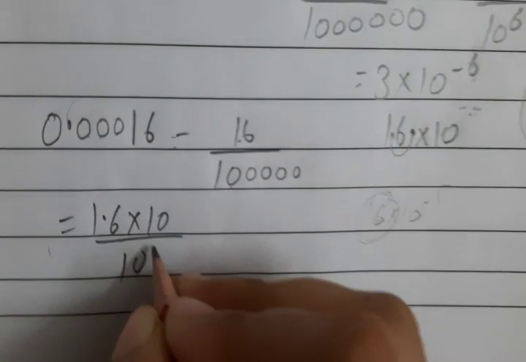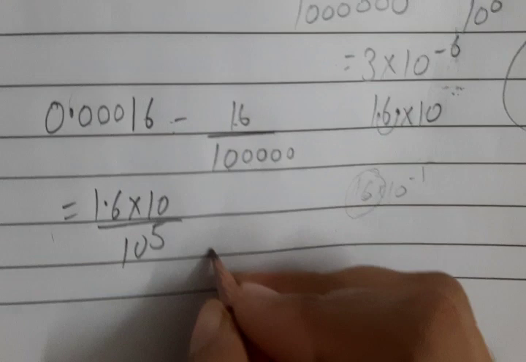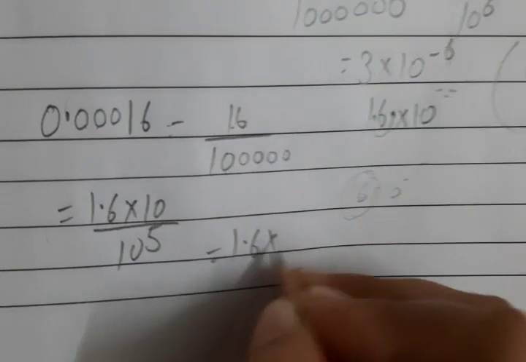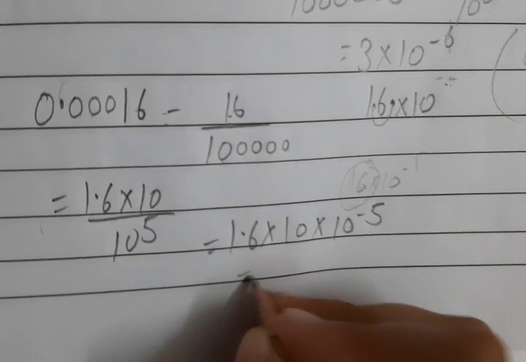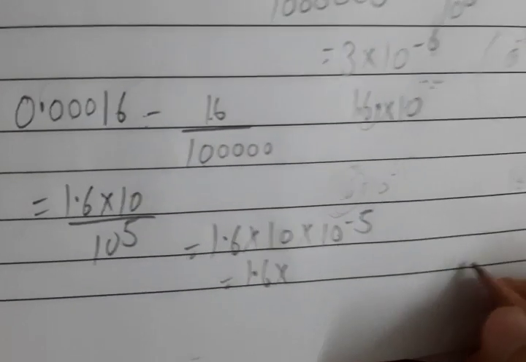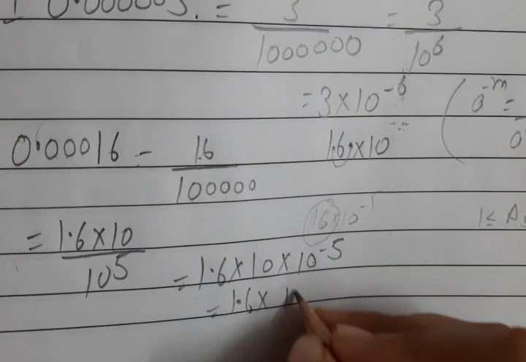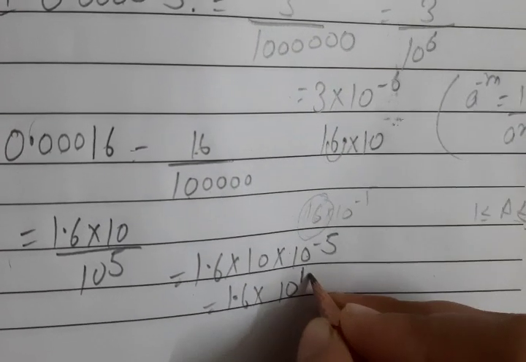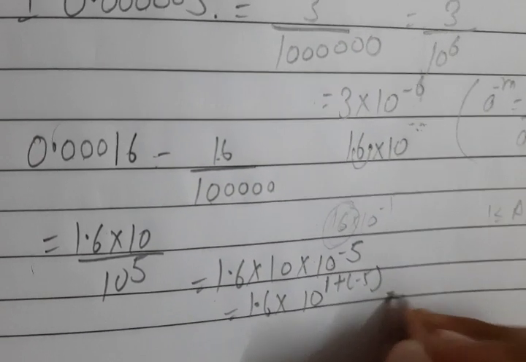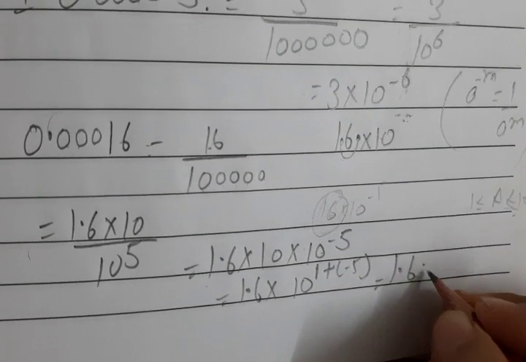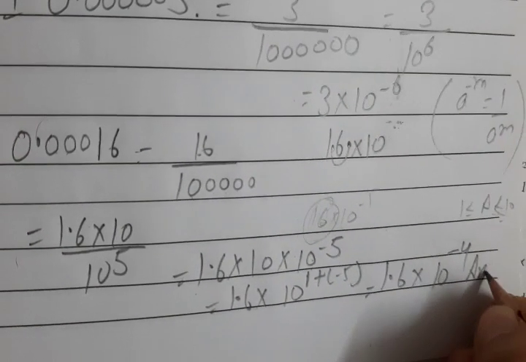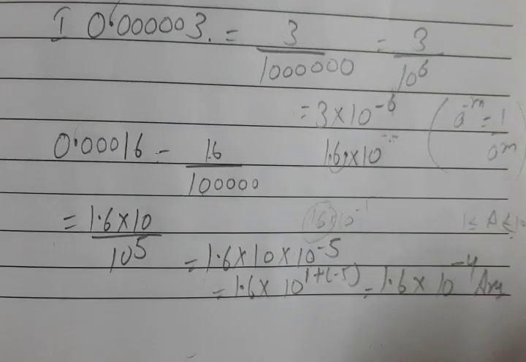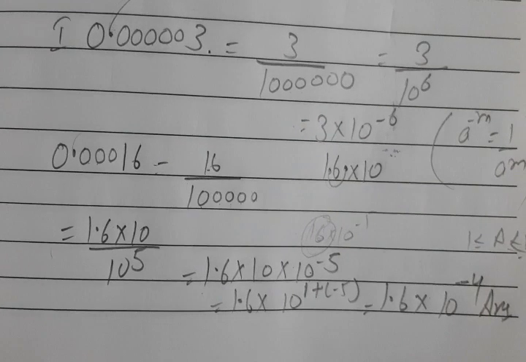1 2 3 4 5. Now what we will do, 1.6 into 10 raised to power, going up, it becomes negative. Now the rule which we use, that base same, powers will be added. Now 10 raised to power 1 plus -5, that is equal to 1.6 into 10 raised to power -4. That is the standard form. Understand now how to write a smaller number and a bigger number in standard form.